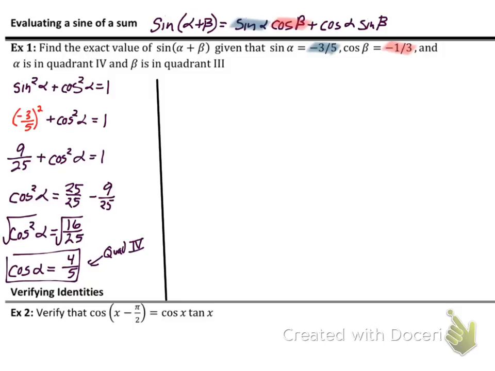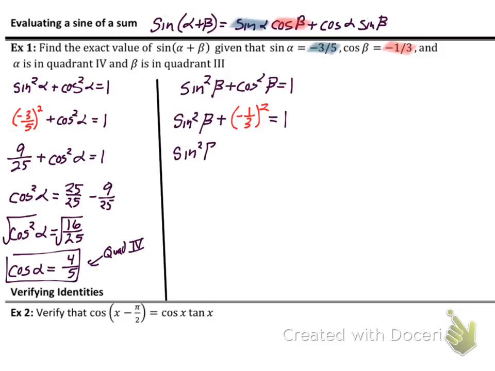So we're going to do the exact same thing. To find sine beta, I need to remember that the equation sine squared beta plus cosine squared beta is going to equal 1, but I already know cosine beta. So we're going to say sine squared beta plus, well, I have negative 1/3. I'm going to square that, equals 1. We're going to have sine squared beta plus, well, the negative times a negative is a positive, so it's going to be positive 1/9 equals 1.